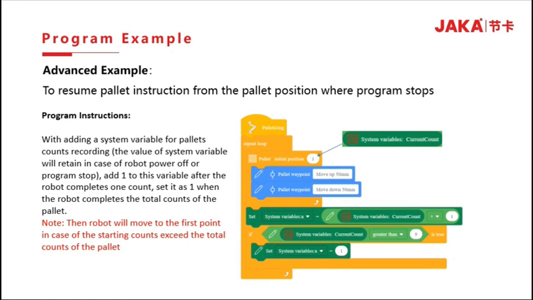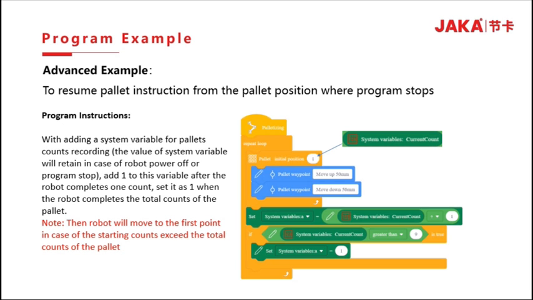Advanced example by using a system variable. To resume the pallet instruction from the pallet position where the program stops, in case of a simple stop command or collision, for example. In the program on the right side, we added a system variable for the current pallet count.